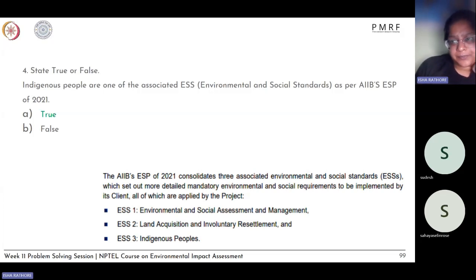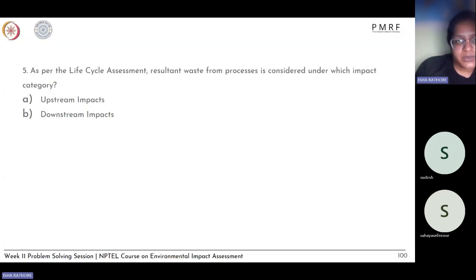So in this particular organization's ESP, indigenous people are one of the associated standards. So ESS 3 looks at indigenous people, so it looks at both the environmental and social standards. Okay. So moving on to the next question.